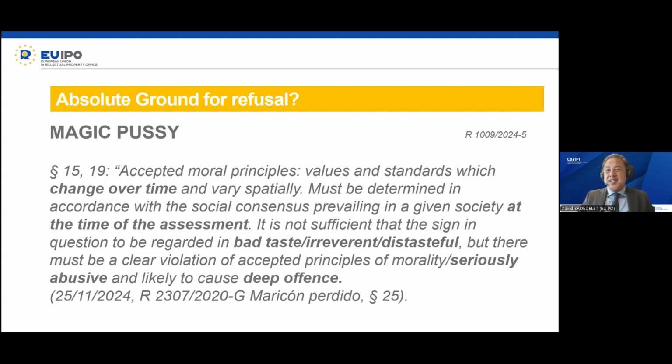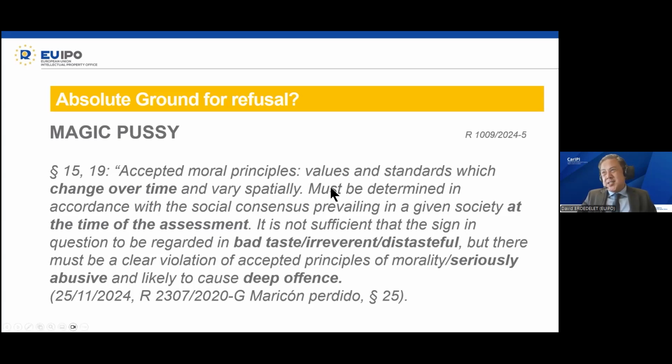What happened here is that the applicants appealed. Most of you will know that this appeal goes to an independent organ in our office, the Board of Appeal. So they are not influenced by us. They will take their own decision. And they, in the end, decided that this was actually okay.